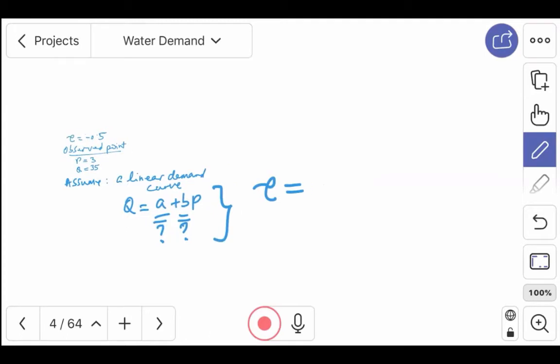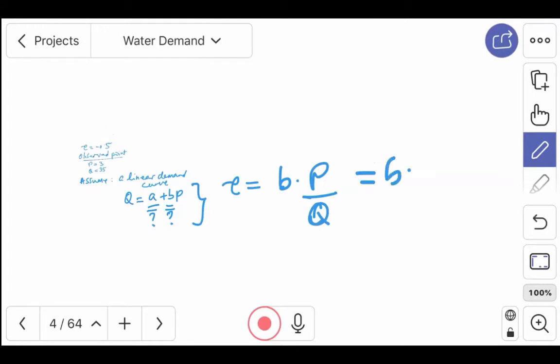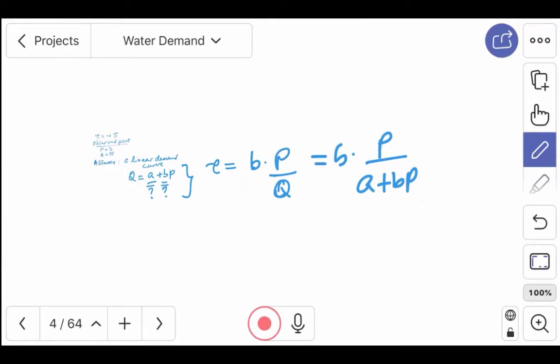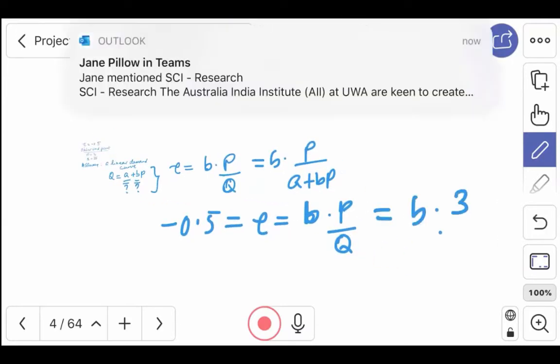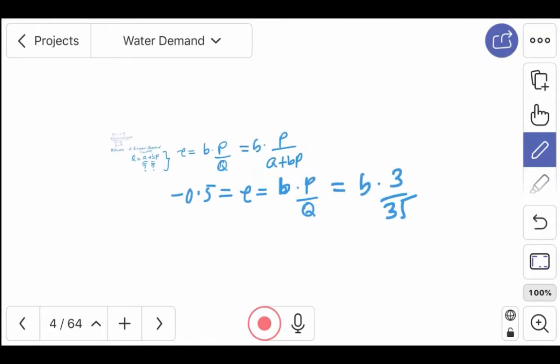It is going to be what? It's going to be E equals B times P over Q. Or if you want to write this, it is simply P over A plus BP. So if that's the case, then if elasticity is minus a half, then what we have is P over Q, and that's going to be 3 over 35. What can I learn from here?